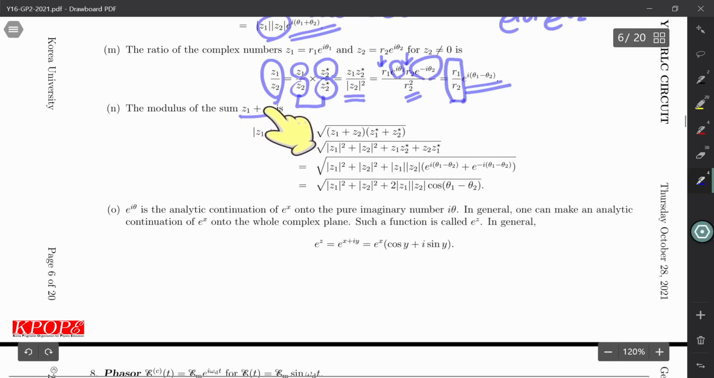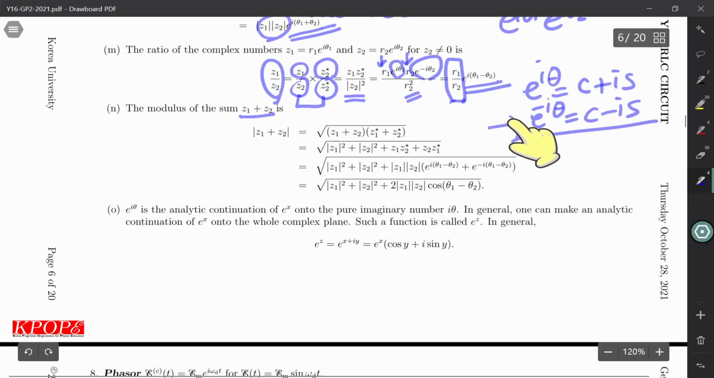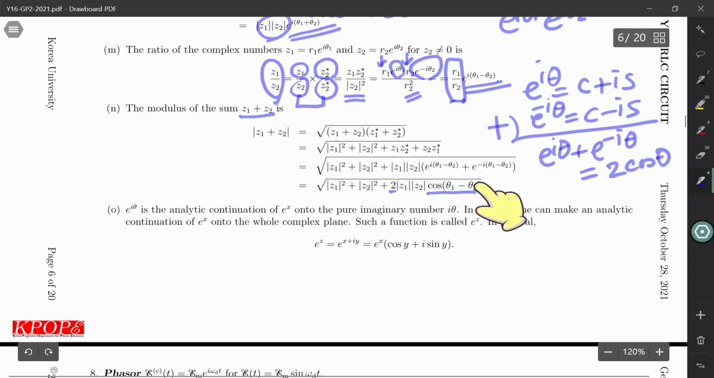We can compute the modulus of the sum. That is z1 plus z2 times its complex conjugate. If we expand, then z1 z1 star gives the absolute value of z1 squared, z2 z2 star gives the absolute value of z2 squared, plus z1 z2 star and z2 z1 star. They are complex conjugates of each other. The absolute value of the z1 z2 product times a phase, which is the difference theta 1 minus theta 2. The other one is minus theta 1 minus theta 2. Because e to the i theta equals cosine plus i sine, e to the minus i theta equals cosine minus i sine. If we add these two, e to the i theta plus e to the minus i theta equals 2 cosine theta. So 2 cosine of the argument difference is factored out.